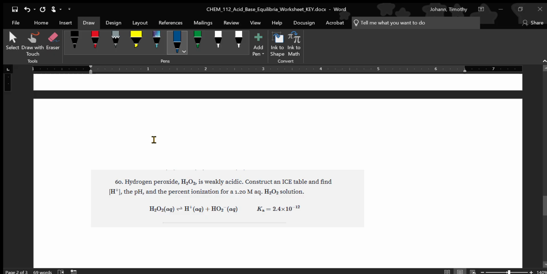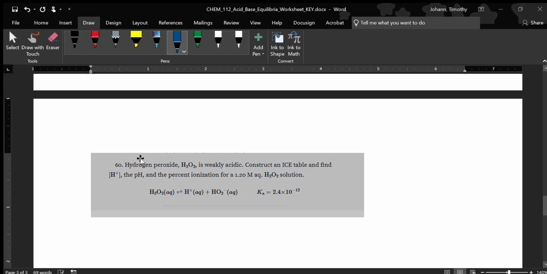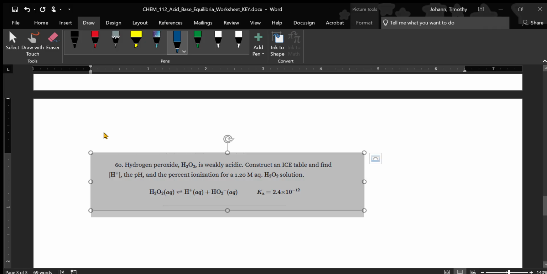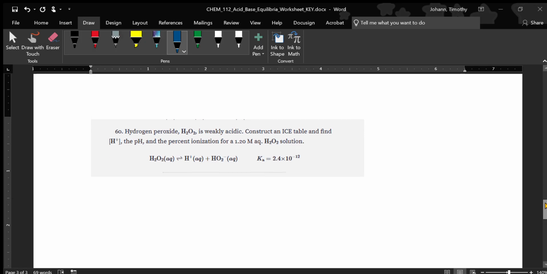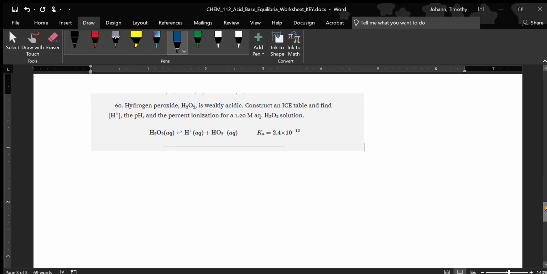Now we're going to move down to the next problem. Hydrogen peroxide is weakly acidic. Construct an ICE table and find the H plus concentration, the pH, and the percent ionization. We haven't done percent ionization before, but we know how to do percent, so that shouldn't be too bad. I'm going to try to set up my ICE table right here so I don't have to write as much. ICE. We start out with a hydrogen peroxide solution of that. Hydrogen peroxide, this is the same hydrogen peroxide you would use to bleach something, like your hair maybe.